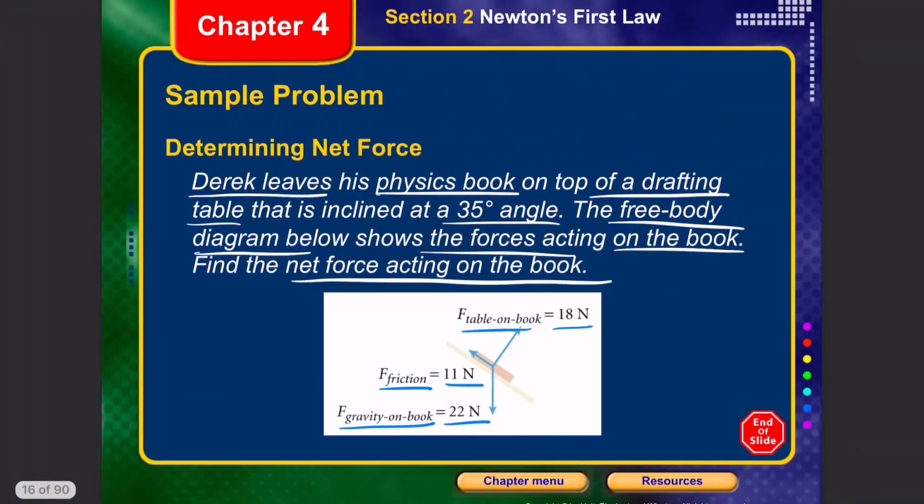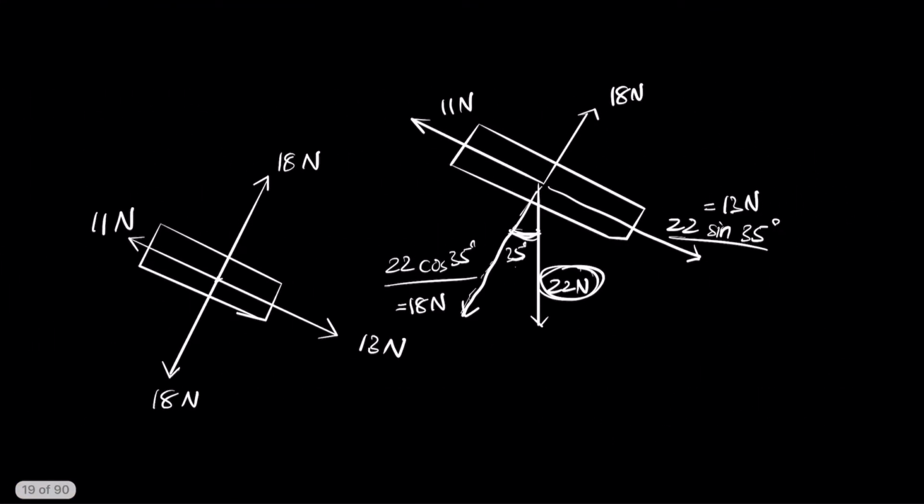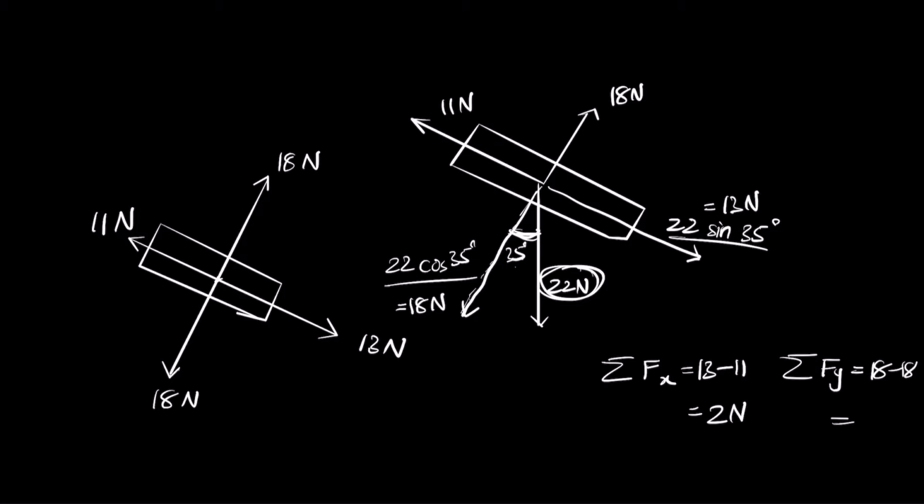So what is said in the problem? It said that it leaves his physics book and they are asking you to find out the net force acting on the book. So what would be the net force? The net force is to consider the total horizontal force Fx and the total vertical force Fy. The total horizontal force is going to be: anything to the right is positive, anything to the left is negative. So it becomes 13 minus 11, and Fy will be, up is positive, down is negative, so 18 minus 18. So in the horizontal the force is 2 Newton, in the vertical the force is 0 Newton. So the net force is going to be 2 Newton.